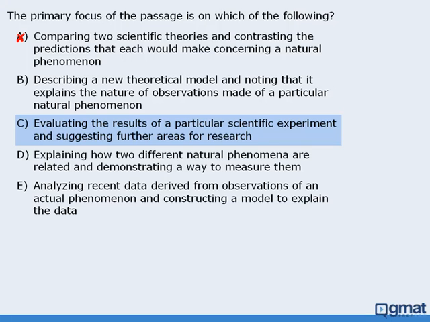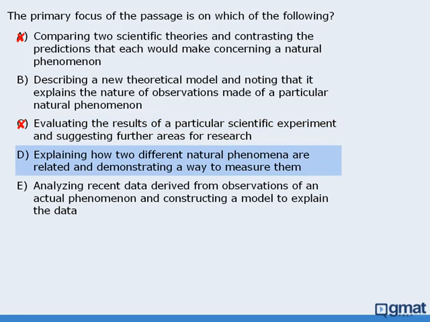Answer choice C is not correct either. Sure, the passage discusses the results of an experiment, but there is no reference to suggesting further areas for research. This additional content is a common trap in reading comprehension questions. Next, we have answer choice D, which is not correct either. The passage describes only one phenomenon, not two.